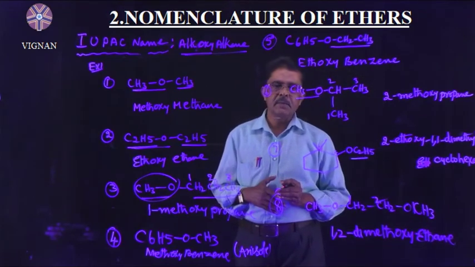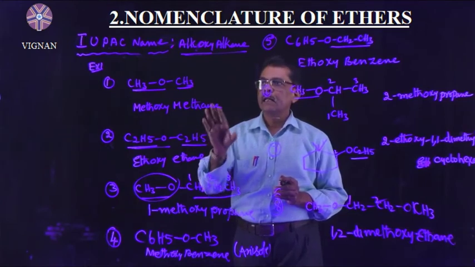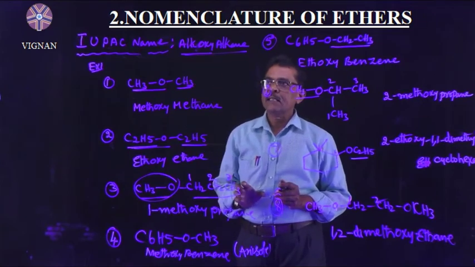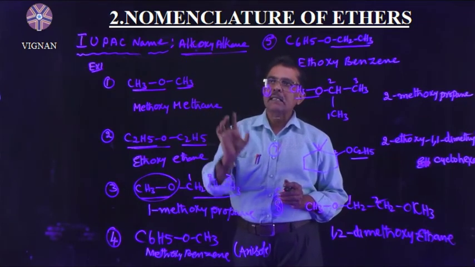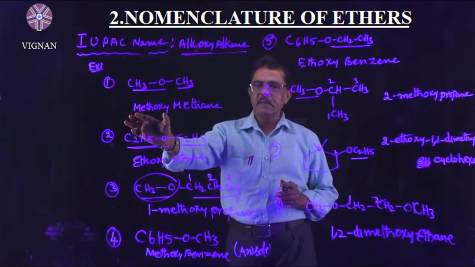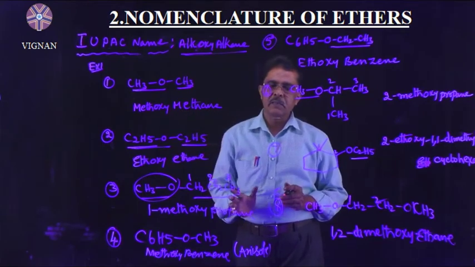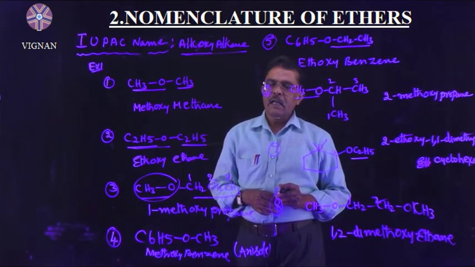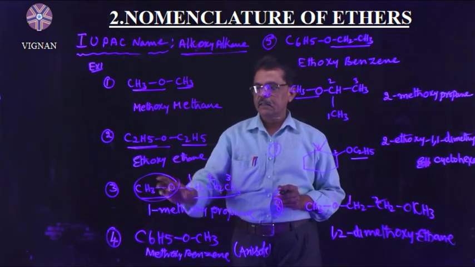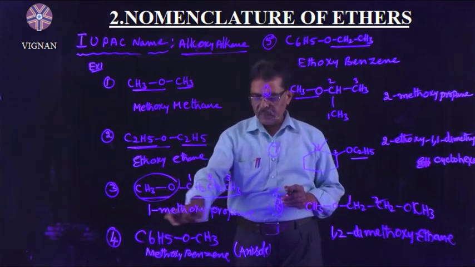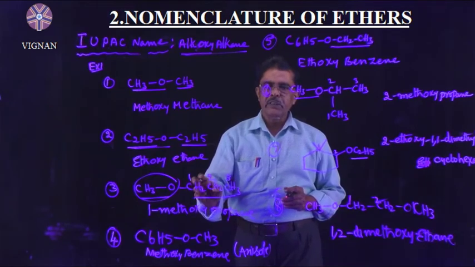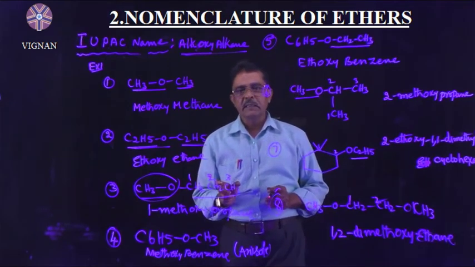These are the examples. We are going to classify the IUPAC system of nomenclature. Alkoxyalkane is the IUPAC name of ethers. So the first part is the alkoxy part, and the second part is the alkane part. Alkoxyalkanes: methoxymethane, ethoxyethane, 1-methoxypropane. Why do you have to specify the position of the methoxy group? I have to discuss it.